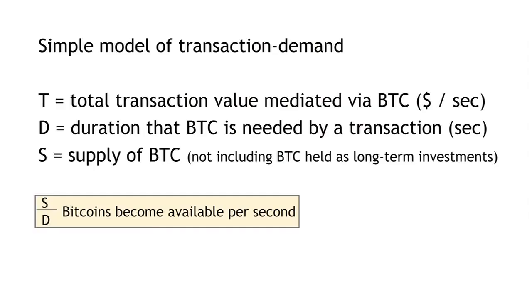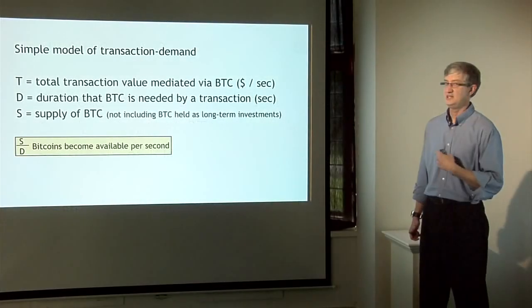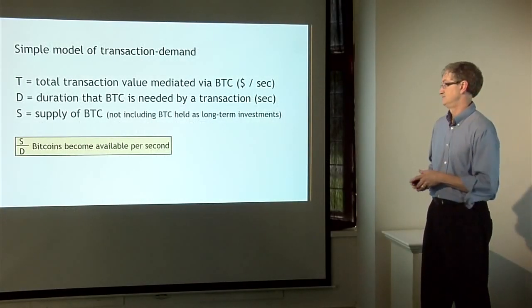Okay, and now we can do some calculations. The first thing we'll do is calculate how many bitcoins become available in order to service transactions per second. Well, there are S bitcoins in total that are used, and because they're taken out of circulation for a time of D seconds, then every second about a 1/D fraction of those bitcoins will become newly available because they'll emerge from that out-of-circulation state. And so on average, S/D bitcoins will become available for mediating transactions every second.